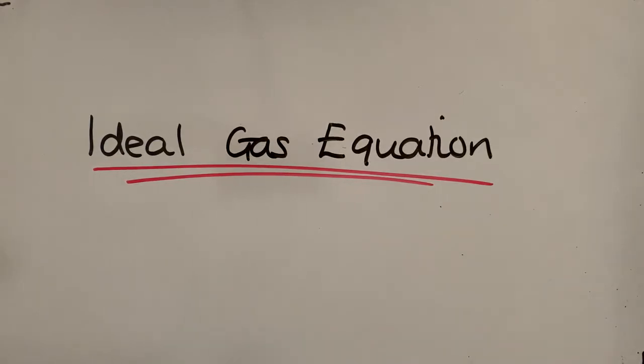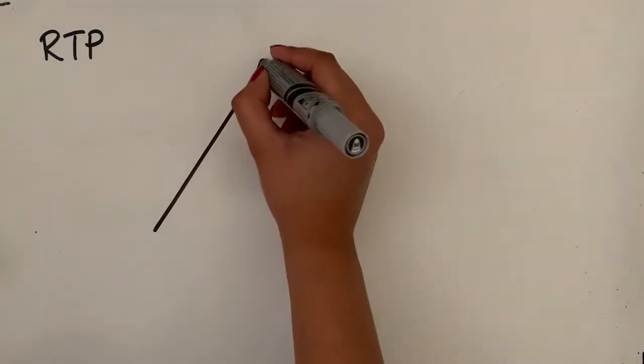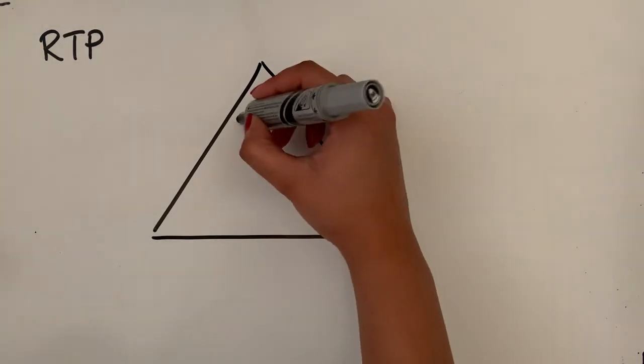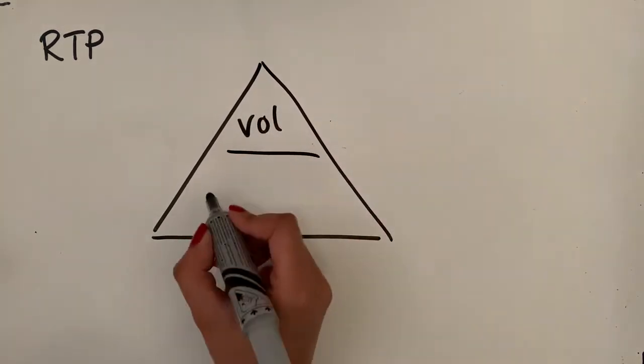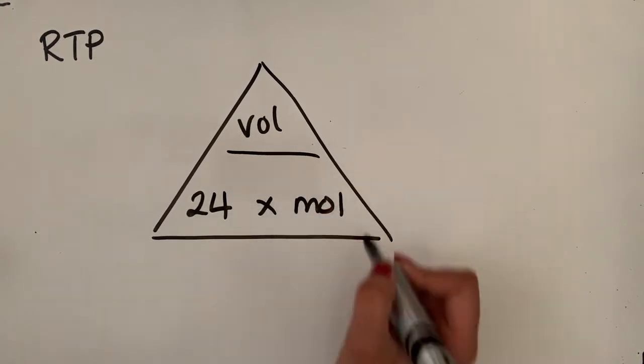We're going to have a quick look at how we do calculations involving gases. What we've looked at previously is calculating the moles of a gas at room temperature and pressure. If you've got a gas at room temperature and pressure, 1 mole of that gas will occupy 24 decimeters cubed. So the equation that we used was this one here: volume equals 24 times the moles.